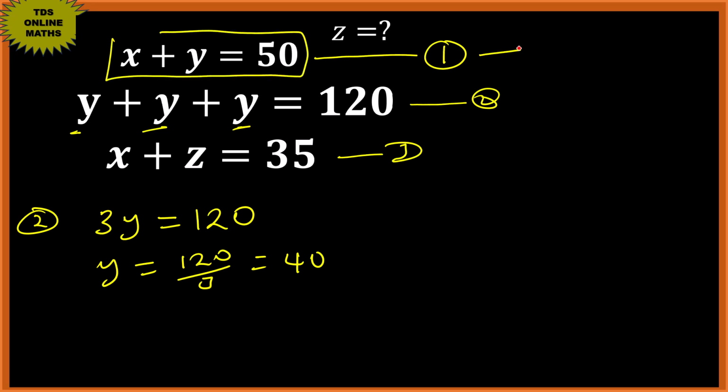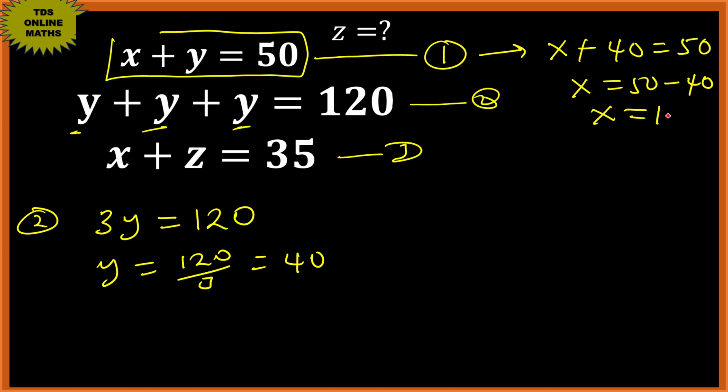So from here, you can say that x plus y, which is 40, is the same as 50. So we have x equals 50 minus 40. So x is straight away 10. So we know x and y. Now the question is, what is z?